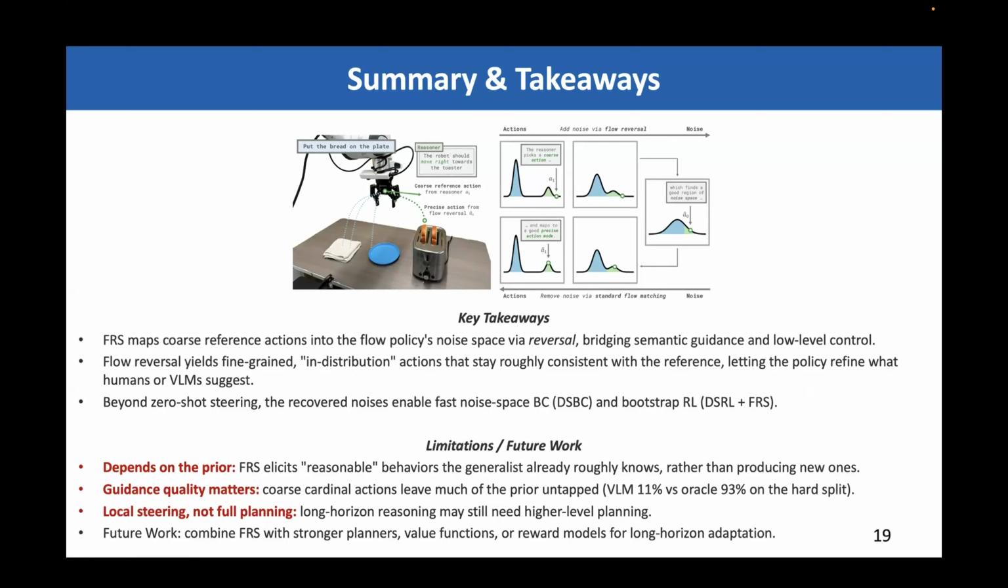And there are some limitations. As usual with steering, it very much depends on the prior, so the generalist also still needs to be quite good in general. And I think the guidance quality also matters, so the coarse action that is produced also needs to have some quality. This is also where it can be improved. And right now, I think it's also only local steering, which means it's local to samples of actions, and it's not very long horizon or full planning. So I think in the future, these are some future work that can be tackled for this paper.